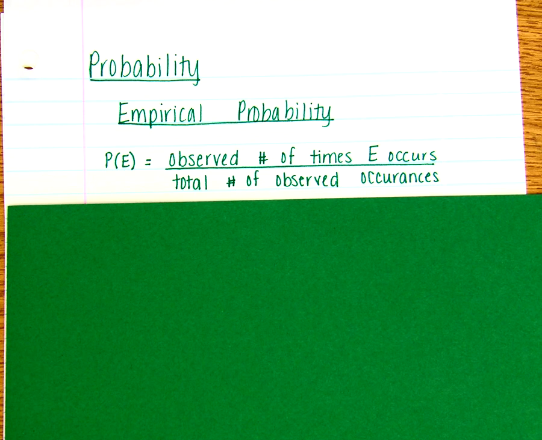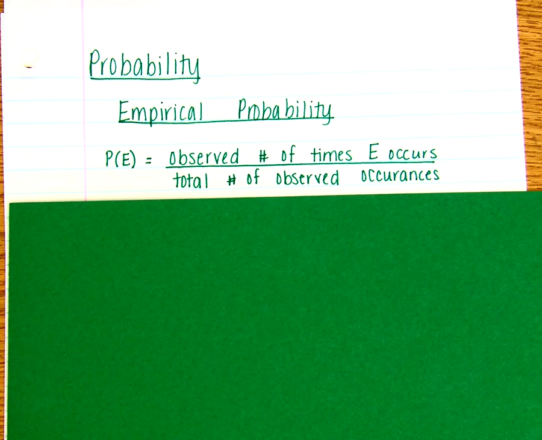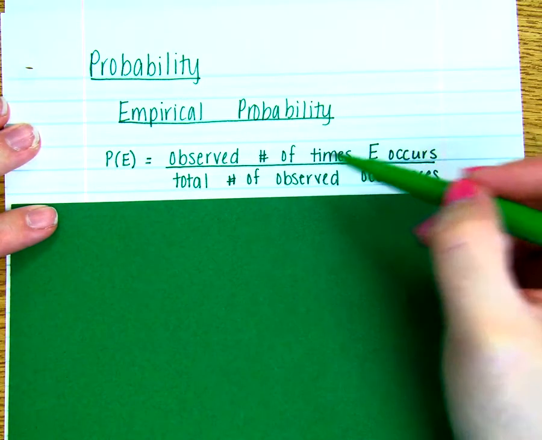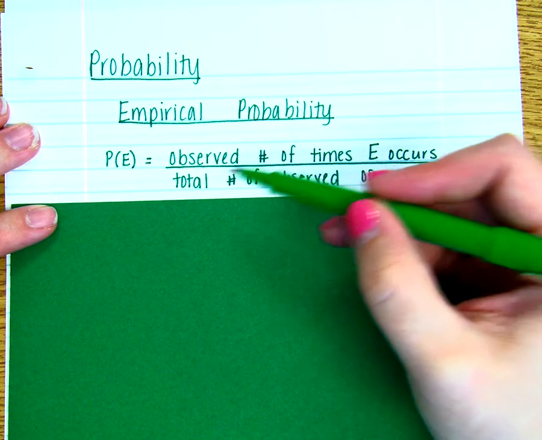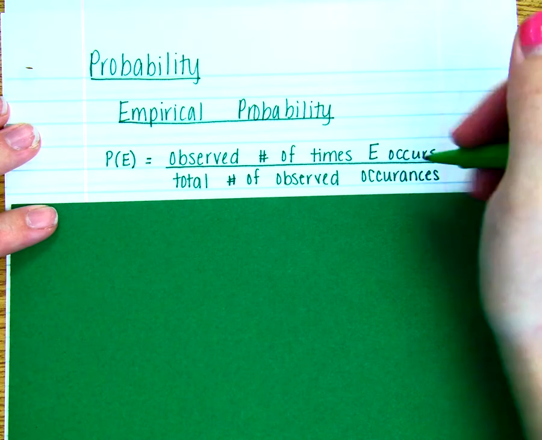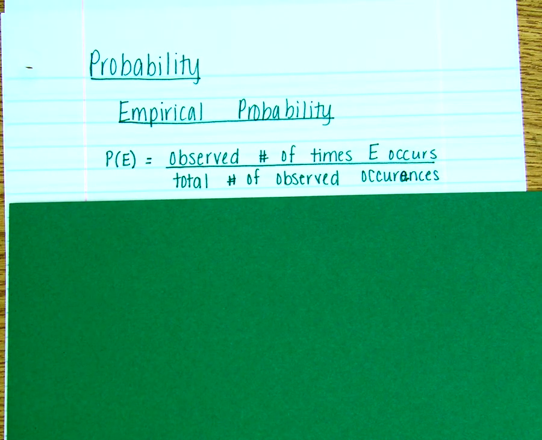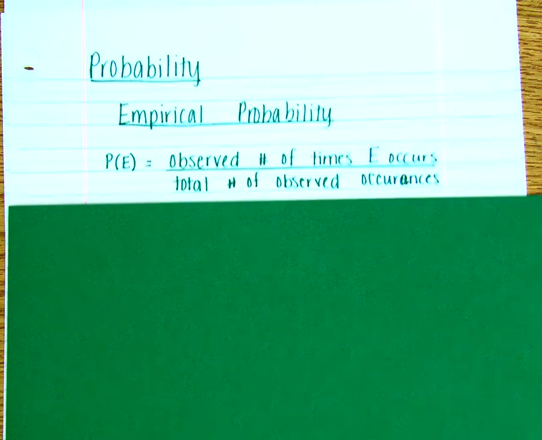So the first thing that we're talking about today is probability. The first type of probability that we're going to talk about today is empirical probability. Our formula is right below. P(E) means the probability of E is the observed number of times E occurs over the total number of observed occurrences. And I just realized I spelled that wrong, so sorry. Okay, so that is our formula. So it's the total number of times it occurs over the total number of times we see it.